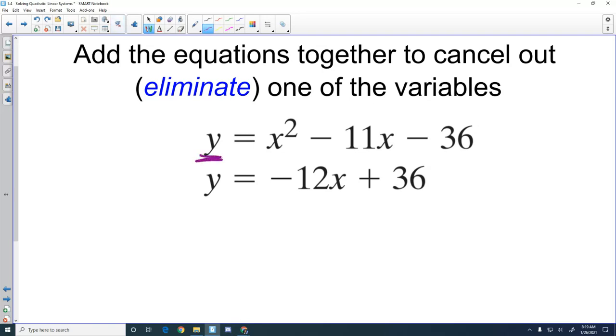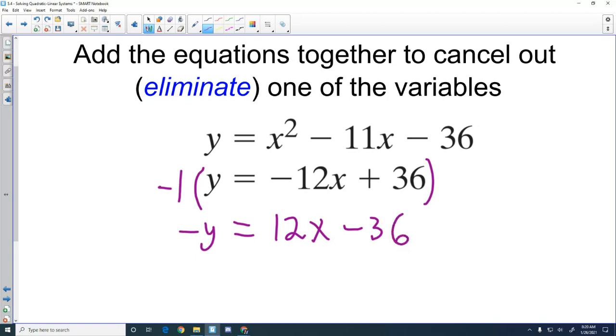So instead, this has just a regular y, and this equation has a regular y. That means I can cancel those out. So we're going to add them up, but one thing we need to do first is, if I added these up right now, just like this, a y plus another y would give me 2y, and that's the opposite of what I want to occur. I want them to eliminate. So in order to do that, I'm going to multiply one of the equations. It doesn't matter which one. You're going to multiply everything by simply a -1. Because if I do that, that's going to make the second equation a negative y. Then this will be a positive 12x, and this will be a negative 36.